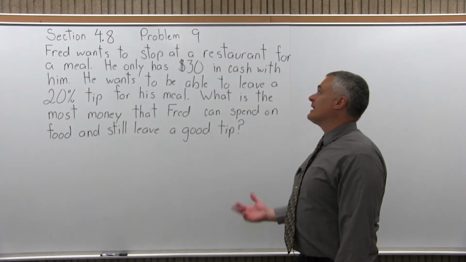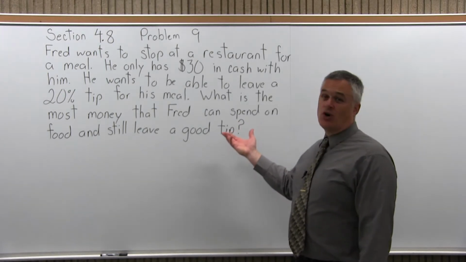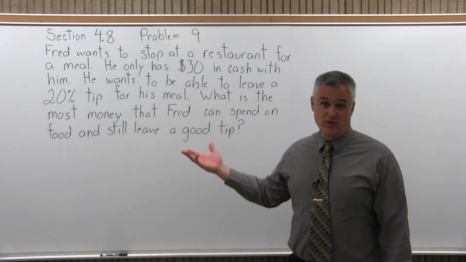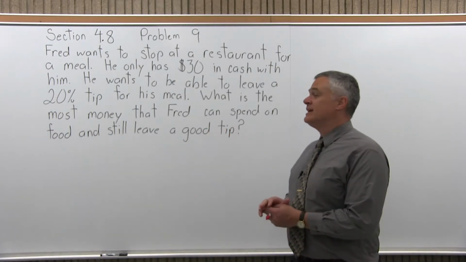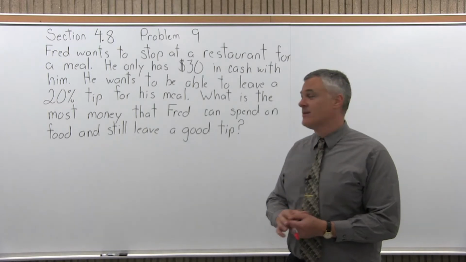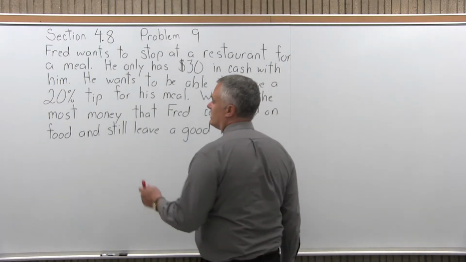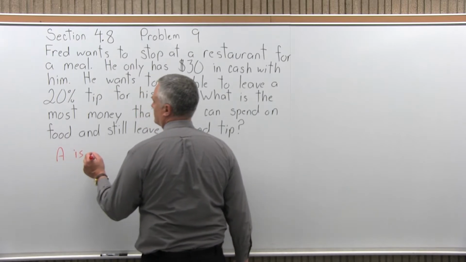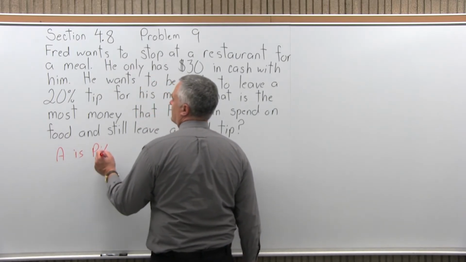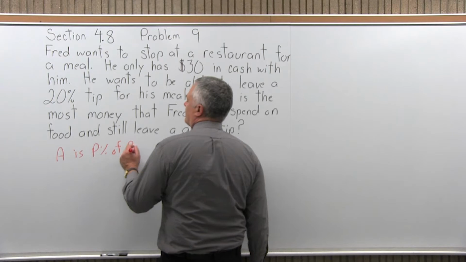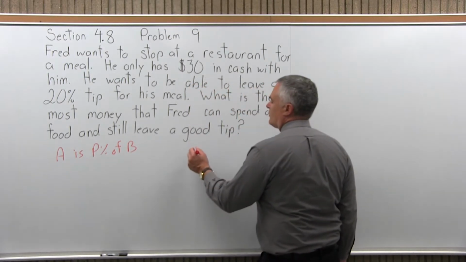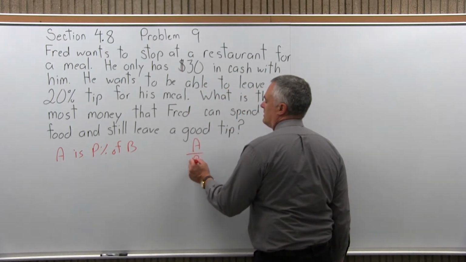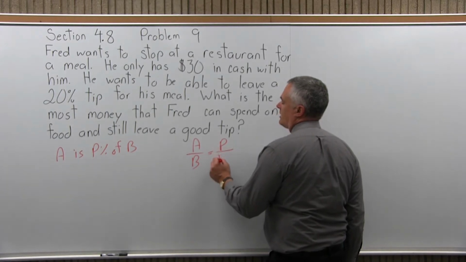So, like if he spends $28 on his food, does he still have enough for a 20% tip? Maybe not. So he'd like to know this before he picks his dinner. So what we have to do is somehow read this and take the important parts of it and turn it into the sentence, A is P% of B. And then if I can do that, I'm going to use the formula, A over B equals P over 100.